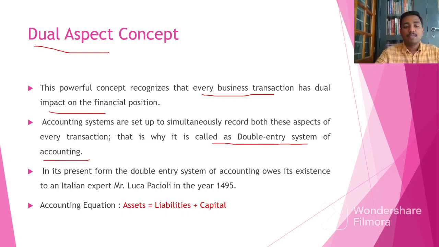So in the present form, the double entry system owes its birth or its existence to the Italian mathematician named Luca Pacioli, and he is the first person to introduce the concept of this double entry system, in the year 1495 in the mathematics books. Okay, so he is known as the father of accounting, Mr. Luca Pacioli. So based on that, the accounting equation is created, that is assets are equal to liabilities plus capital. So that is the dual aspect concept.